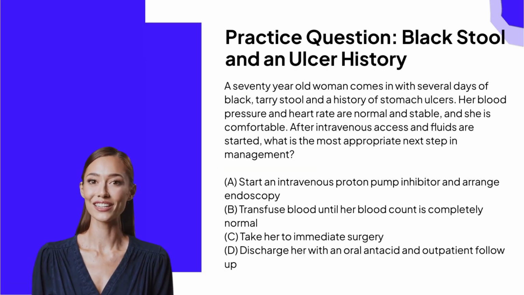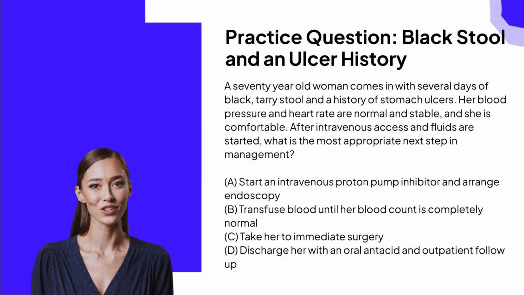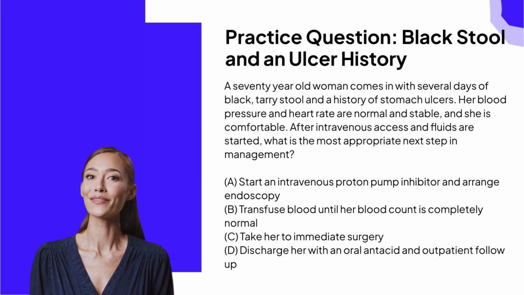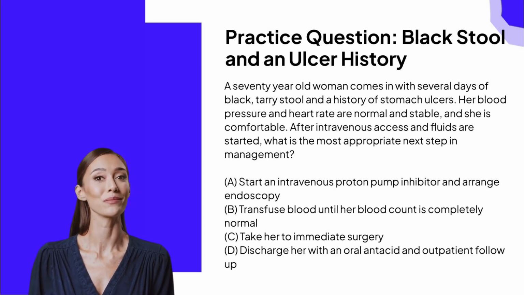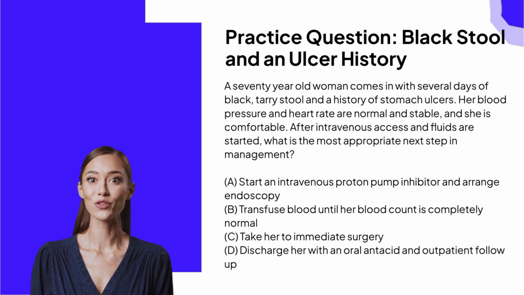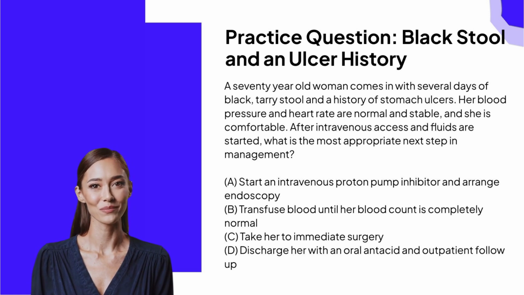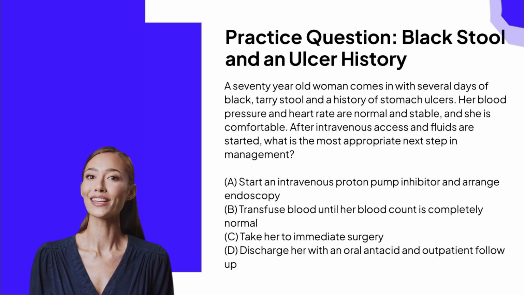Here is our third practice question, and it pulls together proton pump inhibitor therapy and endoscopy timing. A 70-year-old woman comes in with several days of black tarry stool and a known history of stomach ulcers. The black stool points to an upper source, and the ulcer history points to the likely cause. Crucially, her blood pressure and heart rate are normal and stable, and she is comfortable. Access and fluids are already started. The last line asks for the most appropriate next step in management.